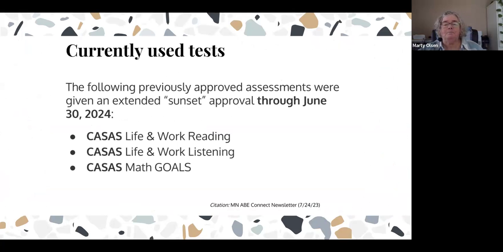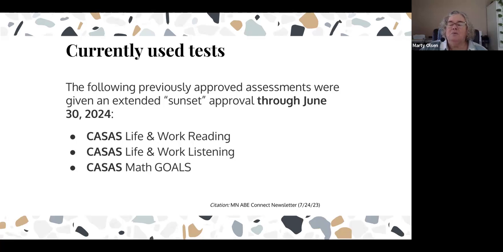Next slide, please. So the current tests that have been around for a while, yes, I'll admit it, would be the Life and Work reading, the Life and Work listening, and then the Math GOALS. We're talking more about the ESL level test today, but some of you may use a math test on occasion with some of your students. So just to be aware of that. These three tests have all had their approval extended through June 30th of this year. So they can be used through the end of this program year. So they're not gone yet. They're going away, but they're still around.